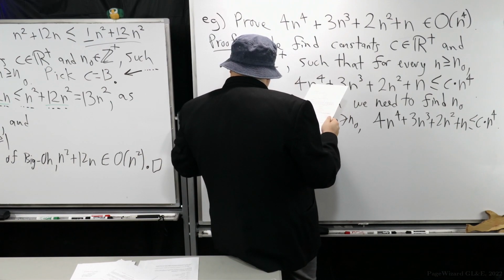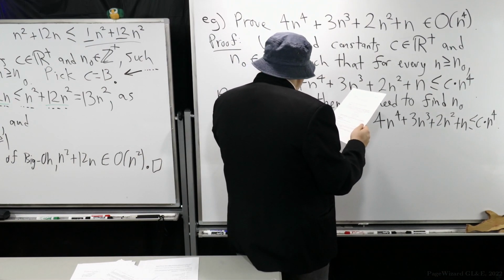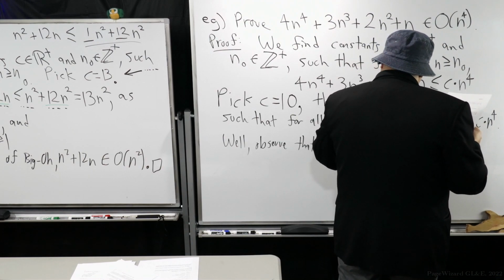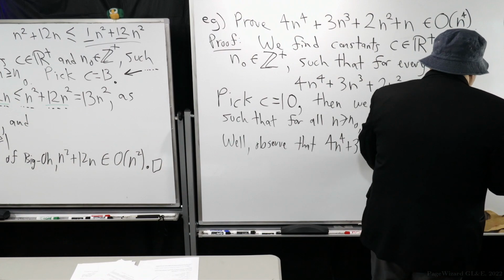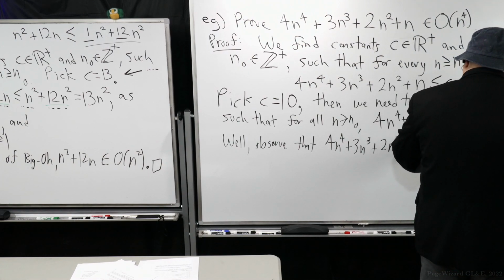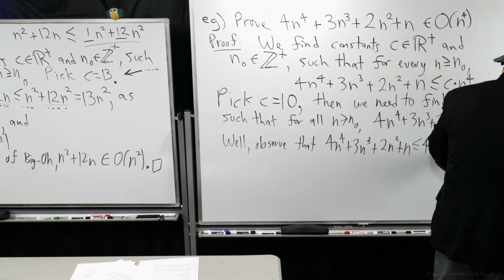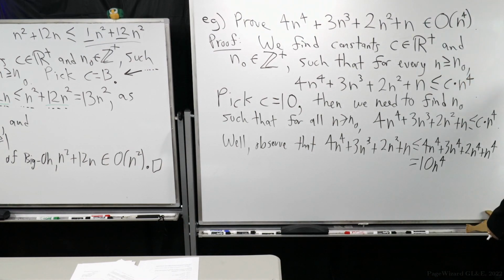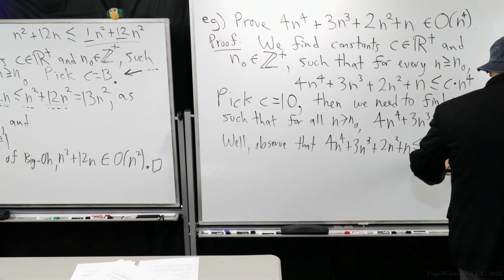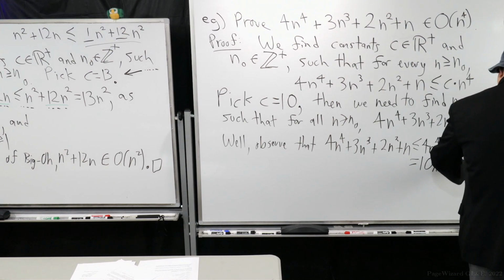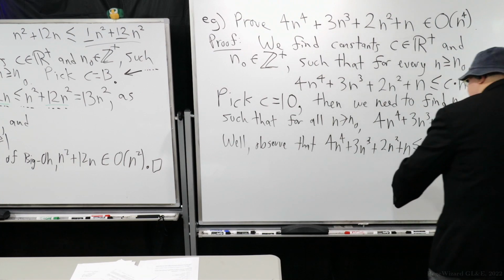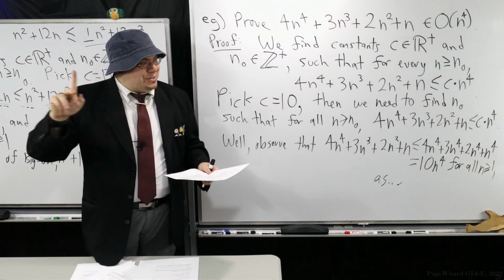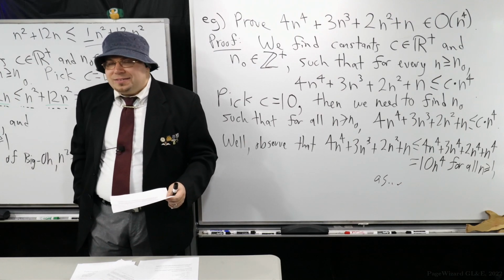Anyways, observe that 4n to the power 4 plus 3n cubed plus 2n squared plus n is less than or equal to 4n to the power 4 plus 3n to the power 4 plus 2n to the power 4 plus n to the power 4, which is all equal to 10n to the power 4, right? For all n greater or equal to 1, for the following reason. We're going to use the exact same trick we just used, and I'm going to illustrate this using buckets, okay? So let's head over here.